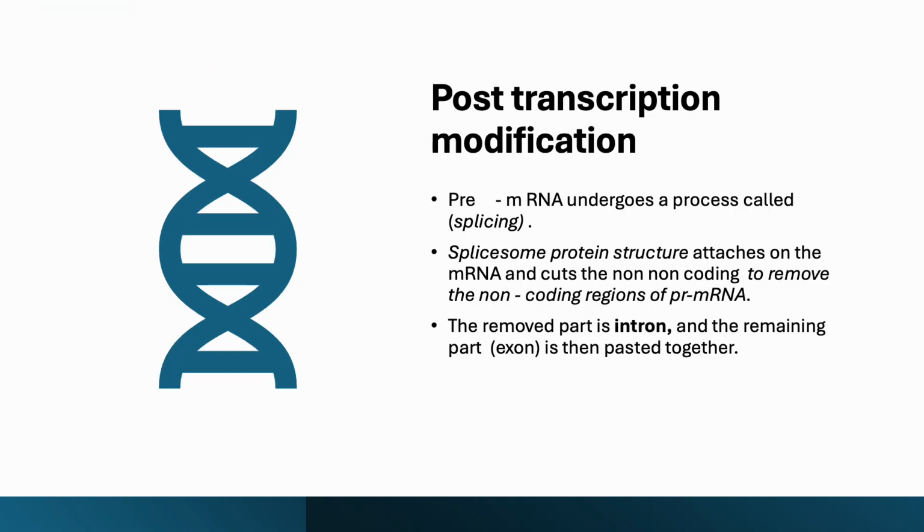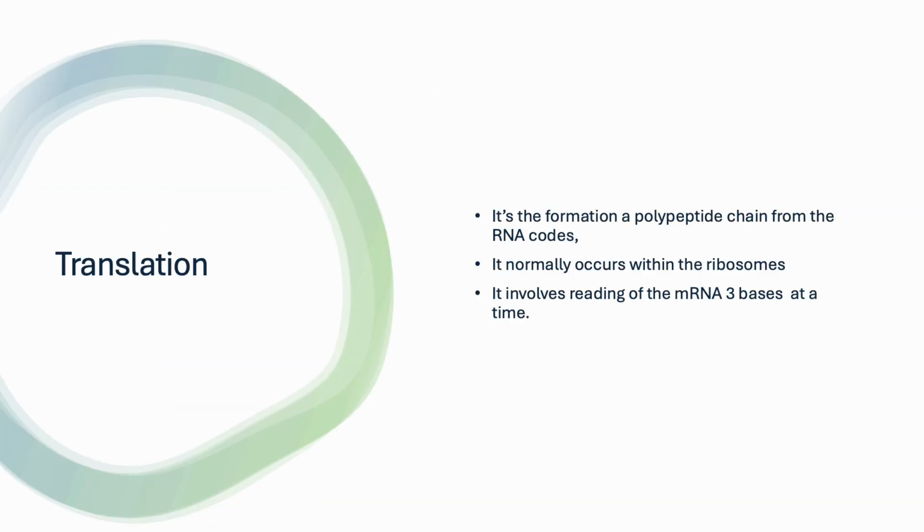After transcription, the pre-mRNA undergoes a process called splicing. Spliceosome protein structures attach to the pre-mRNA and cut out the non-coding regions. We may have some areas that are not coded well, or there may be mistakes, so they have to be removed. The removed part is the intron and the remaining part is the exon. Then the exon is proofread, and it is moved to the cytoplasm for protein synthesis.